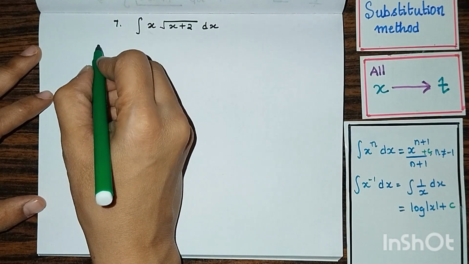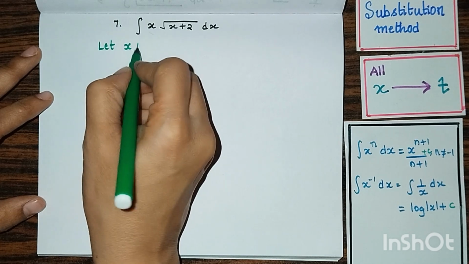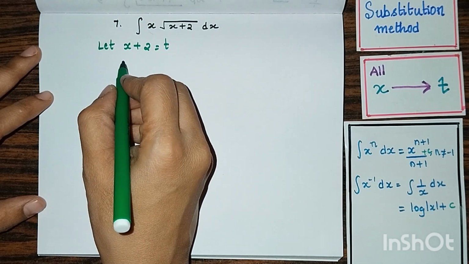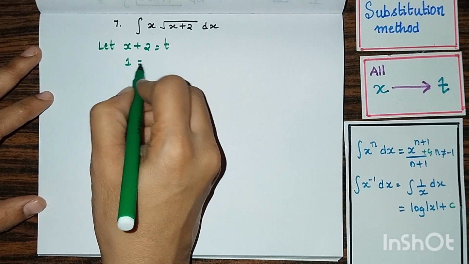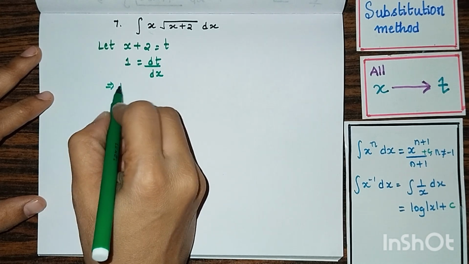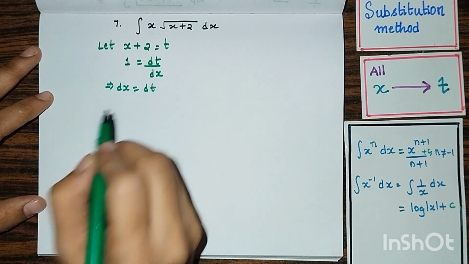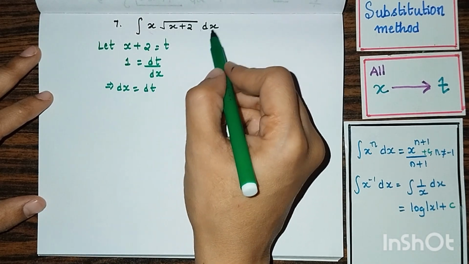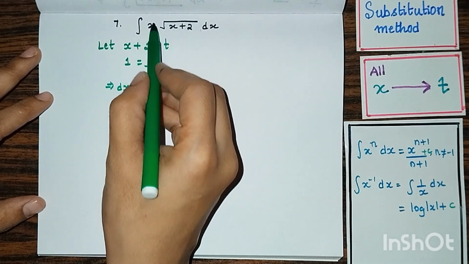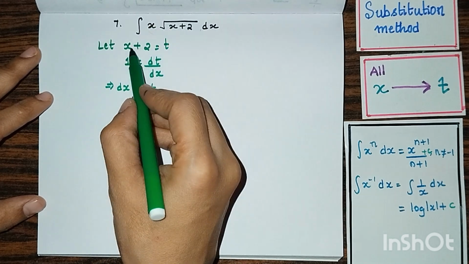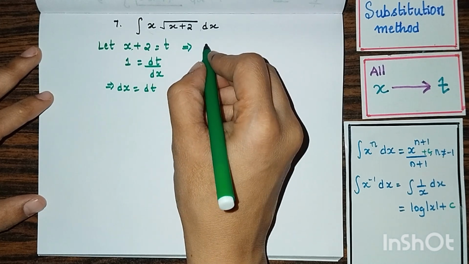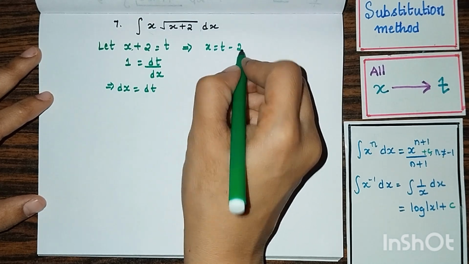Now let us take x plus 2 is equal to t. Now if you differentiate this, you will get 1 is equal to dt by dx. So this implies dx will be equal to dt. So now dx is in the form of t, x plus 2 is also equal to t, but what about x? For that, in the substitution itself, we can write x is equal to t minus 2.